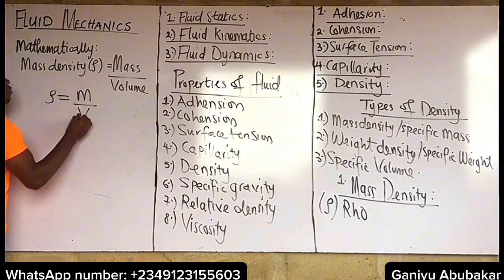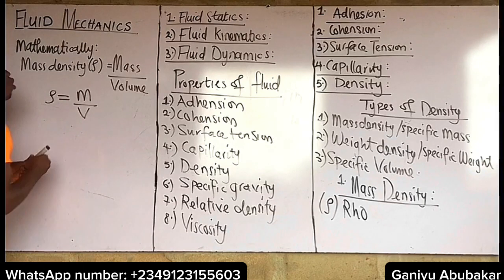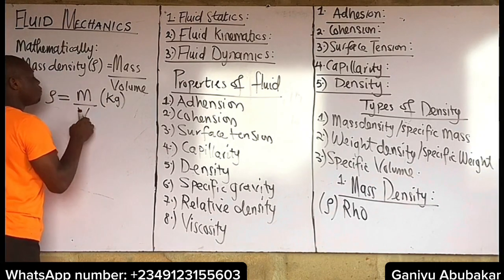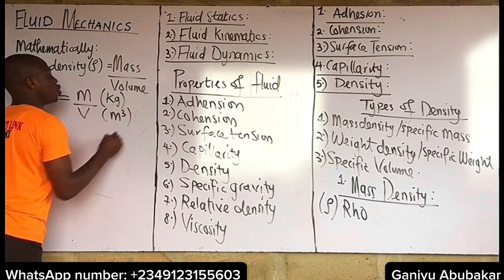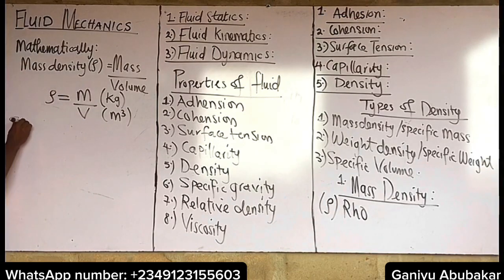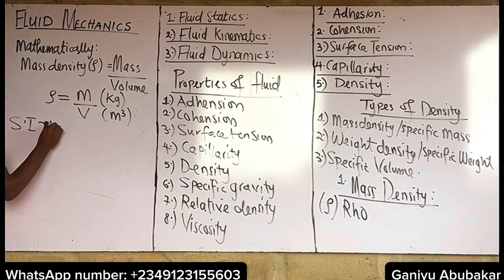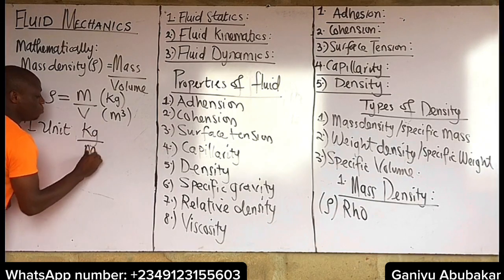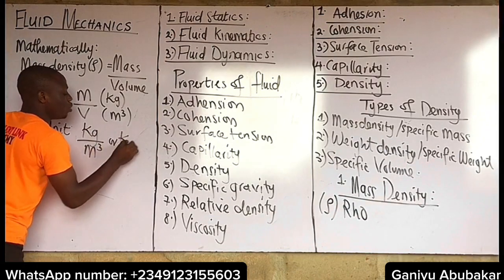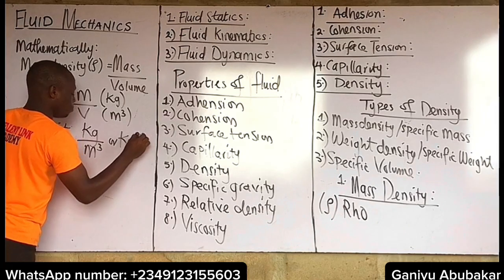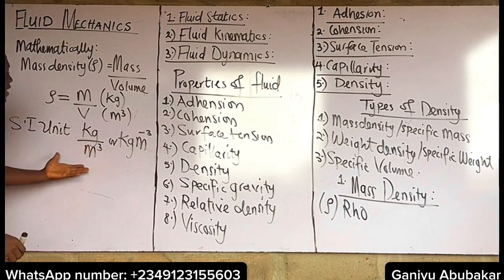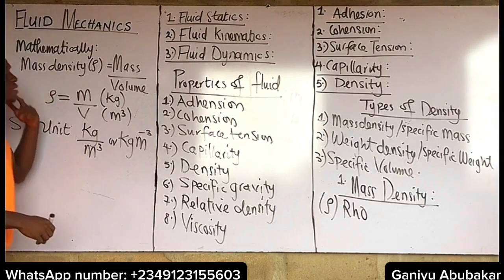Of course, we know that mass is measured in kilograms and volume in cubic meters. Hence, the SI unit for mass density is the kilogram per cubic meter, or kg m^-3. So this is the SI unit for mass density.